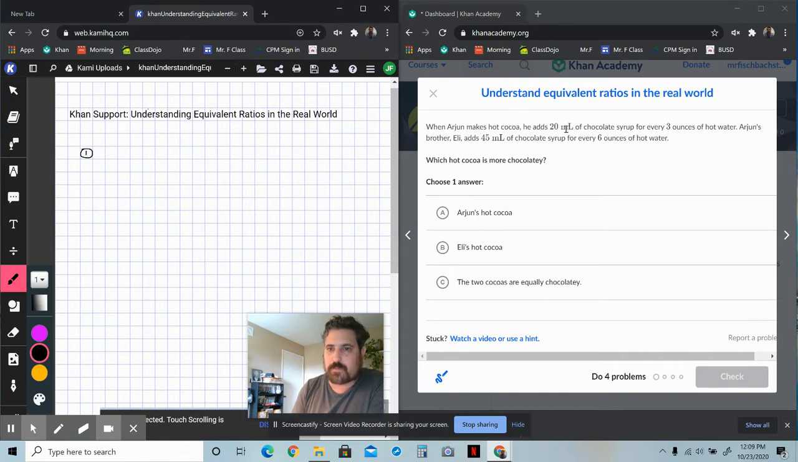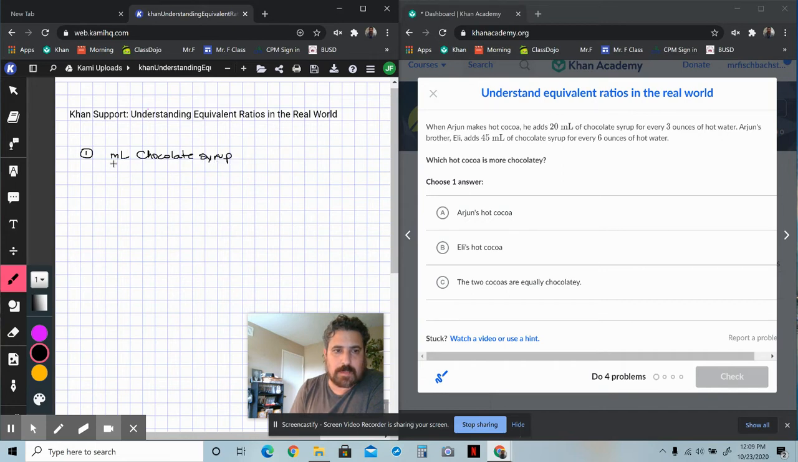So we got the milliliters of chocolate syrup on top, and we got the hot water on bottom. You could have picked anything you want, like top and bottom, but since they listed the milliliters of chocolate syrup first, I would put it on top. So what you have is mLs of chocolate syrup, and that's going to be a ratio of mLs of chocolate syrup to the bottom, which is going to be the ounces of hot water. So you got milliliters of chocolate syrup to ounces of hot water.